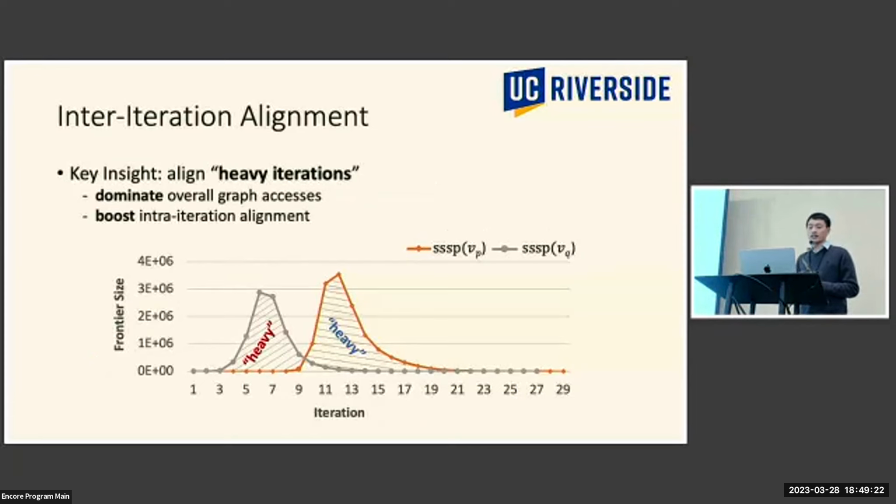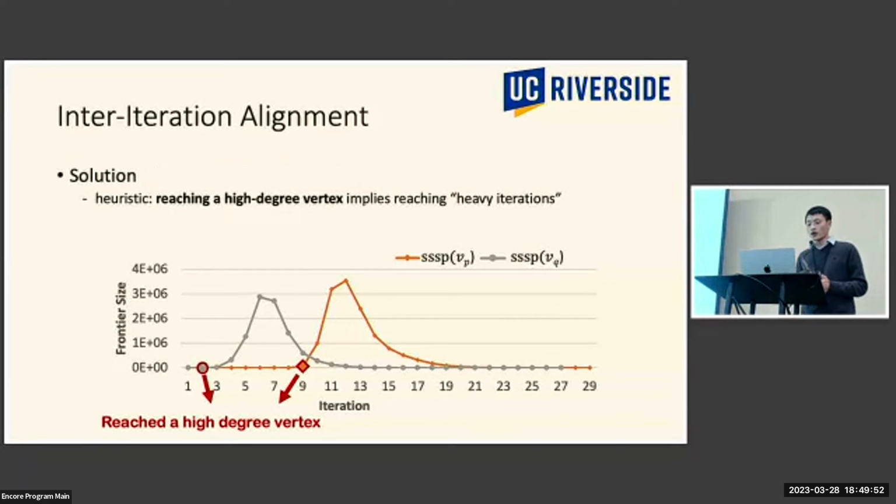Here, our key insight is that we should align the heavy iterations during the graph evaluation. These are the iterations that actually dominate the overall graph accesses during the whole evaluation. If these heavy iterations are aligned, then it is more likely to find shared graph accesses within the same iteration. So the question becomes, how do we identify the heavy iterations? Here we use a simple heuristic. As long as the evaluation reaches a high degree vertex, we say it has reached the heavy iterations.